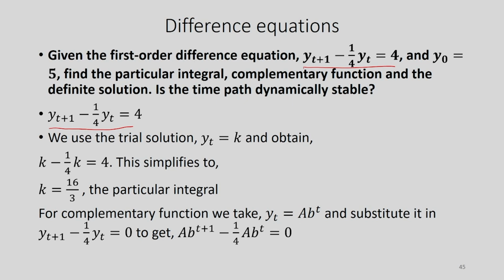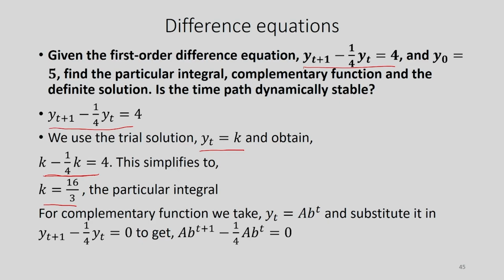So, first let us find out the particular integral. I will take the trial solution yt is equal to k, k is a constant, and that will give me k minus 1/4 of k is equal to 4, because yt is equal to k, which is a constant. So, y(t+1) is equal to yt, which is equal to k. So, that fact has been used here, and if I simplify this, k is equal to 16 divided by 3.